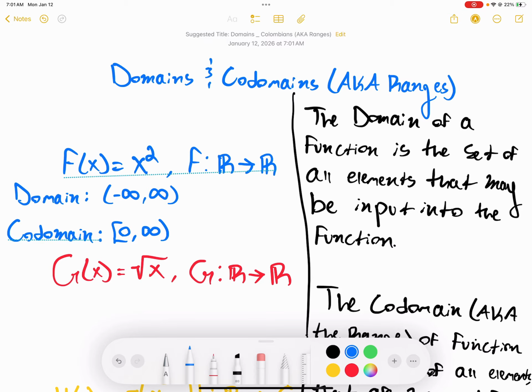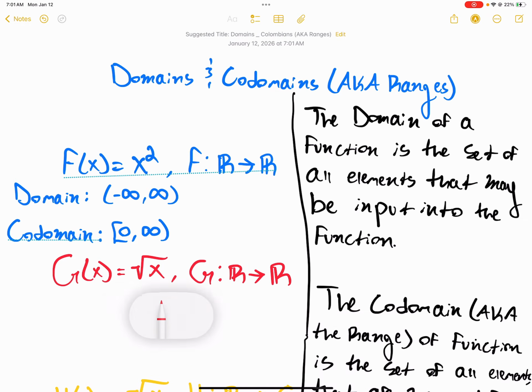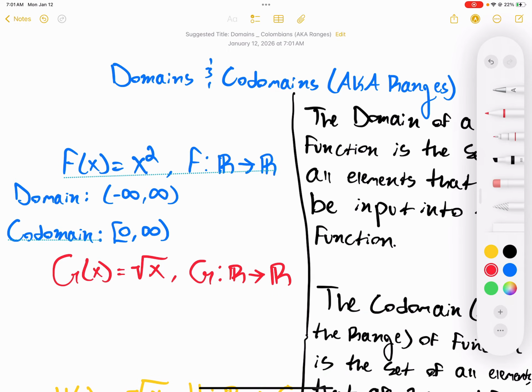Now let's look at g of x. So g of x is equal to the square root of x, and g is a function that maps from the real numbers, so it takes in real number inputs, and it spits out only real number outputs. Now, that's going to be important. That's an important clarification, and I'll show you why.